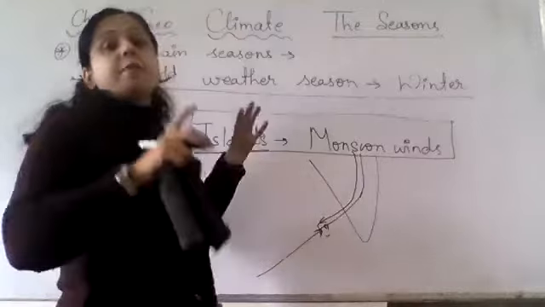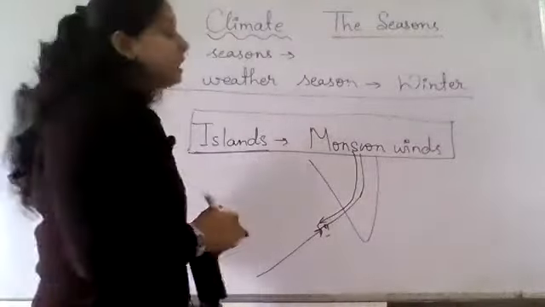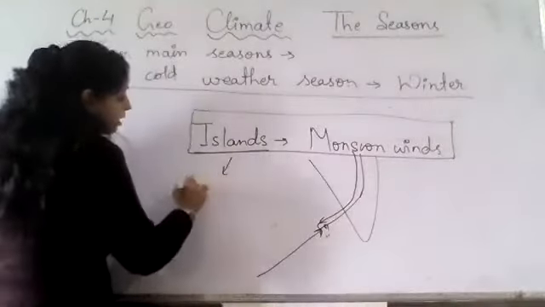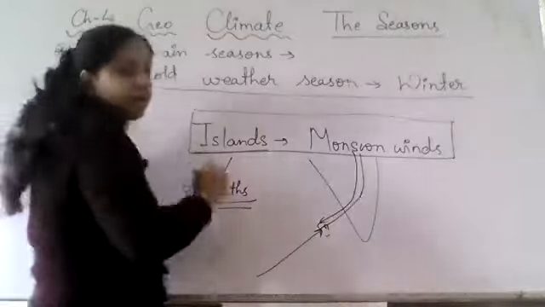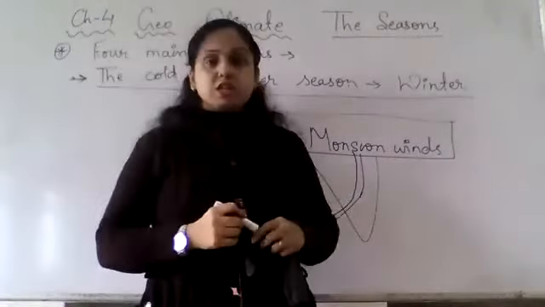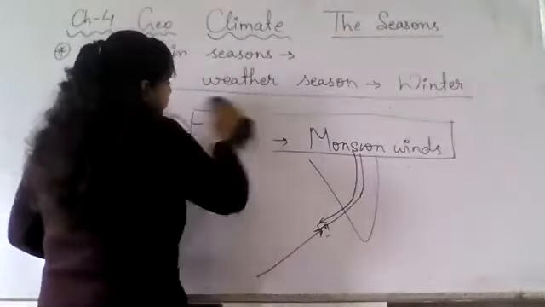That is why the islands get the maximum period of rainfall. That is approximately 6 months our islands get the rain. That is the condition with islands. Okay.